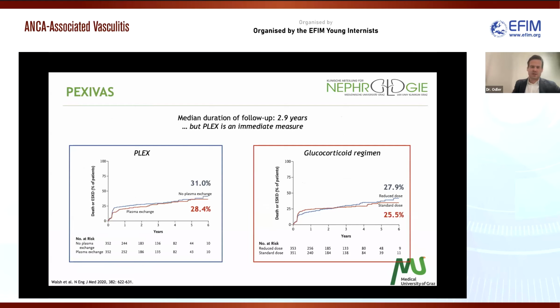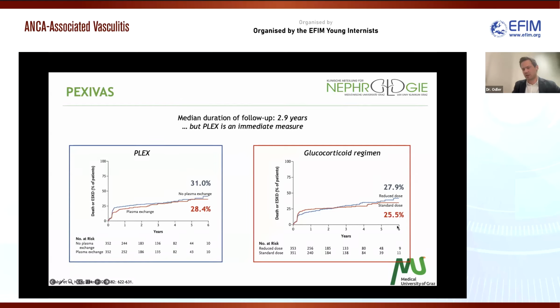These results were quite striking in 2020, and I think many centers changed their practice on the treatment of ANCA-associated vasculitis after seeing them. The PEXIVAS trial showed us that the use of plasma exchange did not result in better outcomes in terms of this composite endpoint of death or end-stage kidney disease after a median follow-up of almost 3 years.